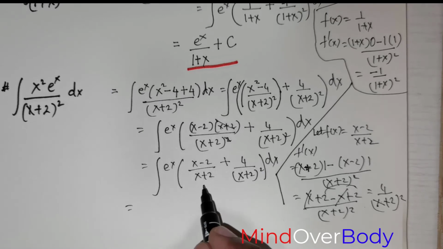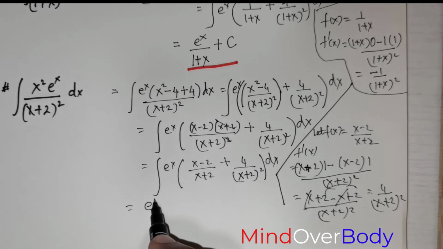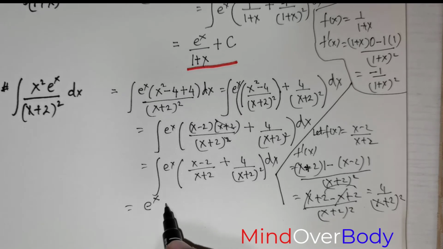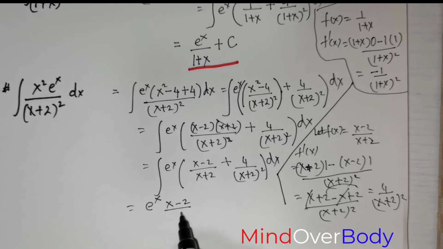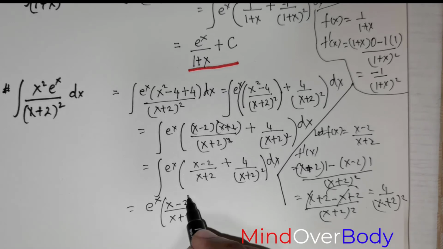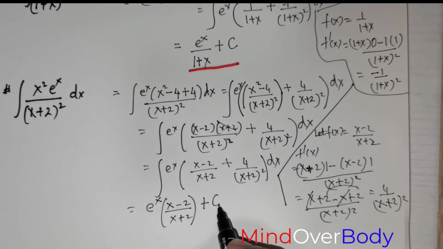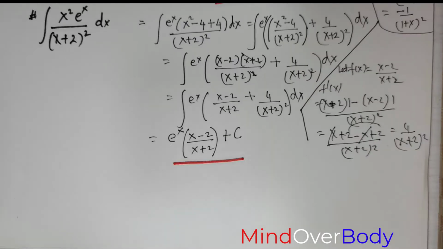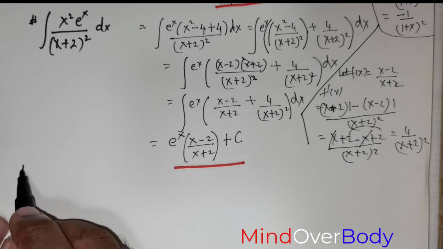So since I have already achieved that, the result is going to be e raised to the power of x times (x − 2)/(x + 2). Of course we can place the parenthesis and of course the arbitrary constant c. So this is a good place for us to draw the red line. Students, I'll try to squeeze in one more question here.